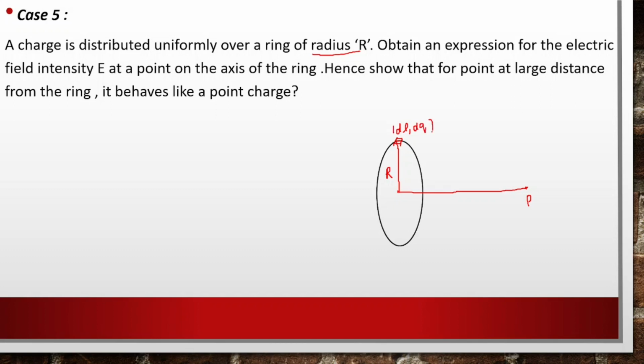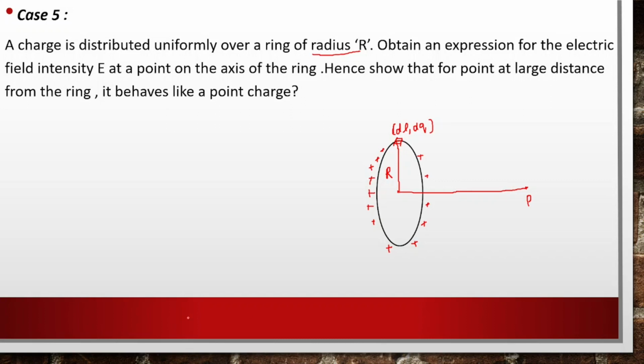And this ring is a charged ring. I haven't made this positive, but this ring is a charged ring. Don't forget that. Don't say, ma'am, this is not a charged ring, why do we take dl and dq? No, this is a uniformly charged ring. That's important. Uniformly charged ring. So it's a uniformly charged ring and we take a small length element dl which has a charge dq. Now this dq is a point charge.